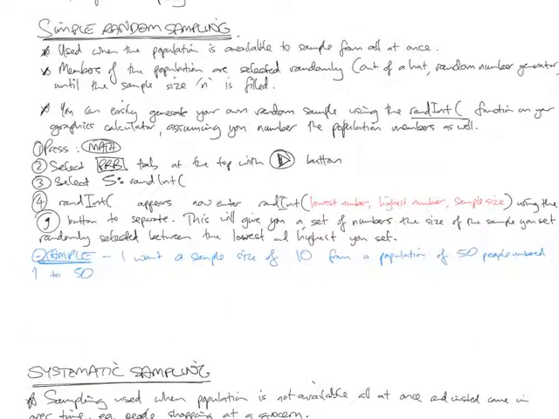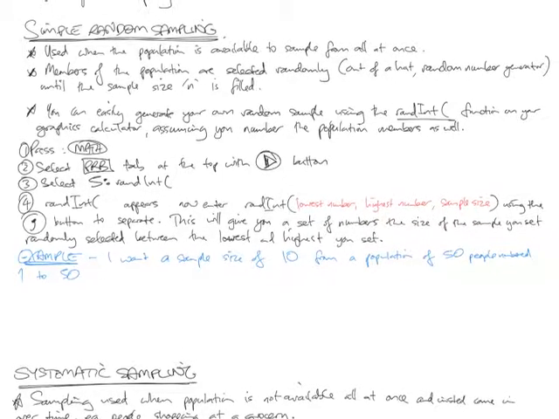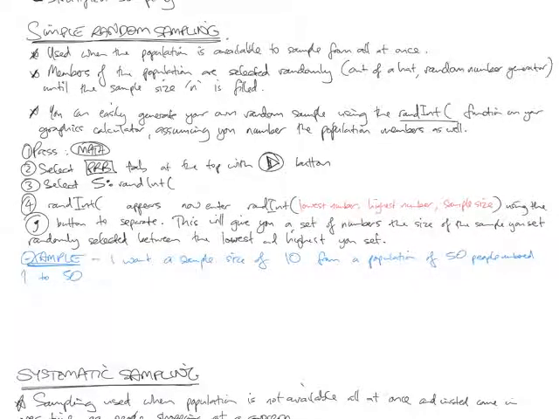So simple random sampling, you're going to use this when the population is available to sample from all at once. So you have the population there ready to go, and you can get your sample while they stand there or while they're sitting there. In this kind of sampling, simple random sampling, members of the population are selected randomly. It could be out of a hat, out of a barrel, or using a random number generator. And you select them randomly until the sample size that you've chosen is filled.